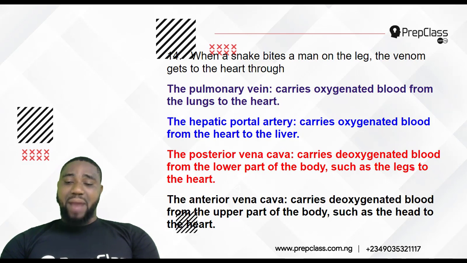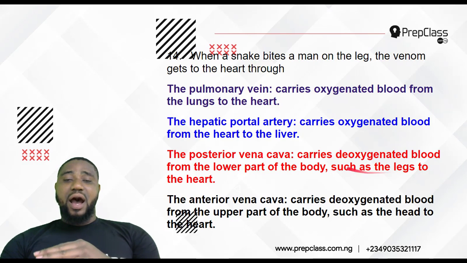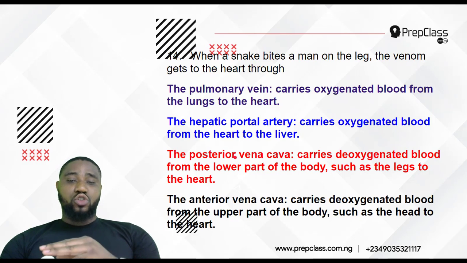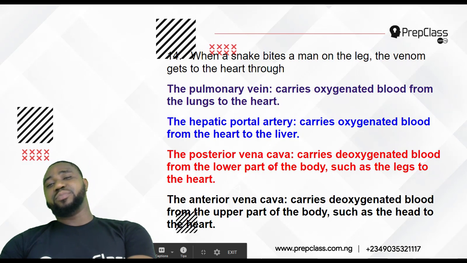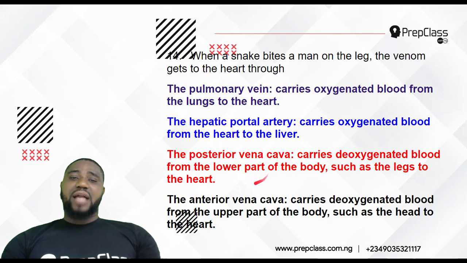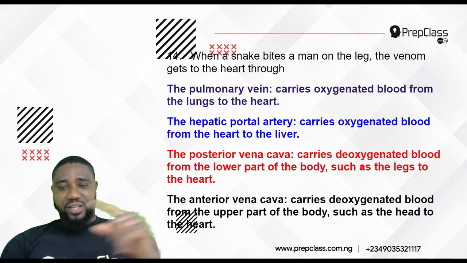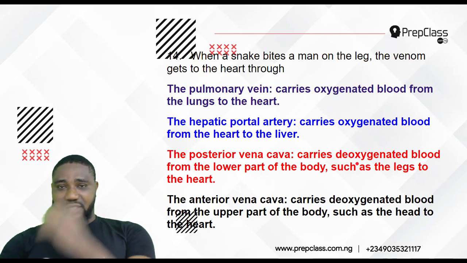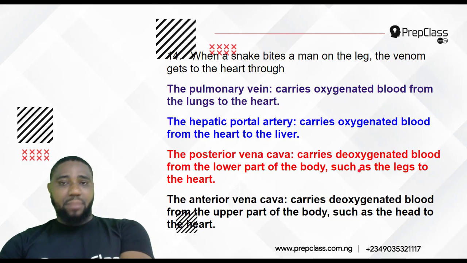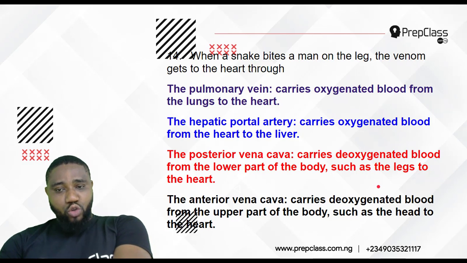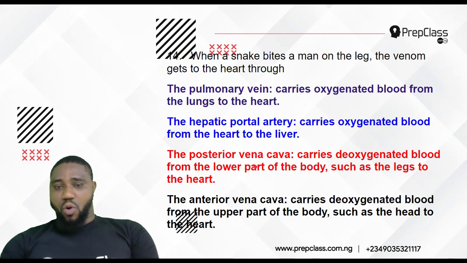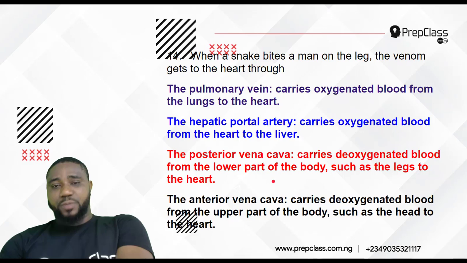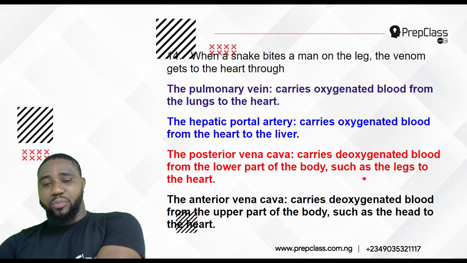So a snake bites a man on the leg. You should know that the pulmonary vein is a vein, and the posterior and anterior vena cavas are both large veins. Since veins take blood back to the heart, and this posterior vena cava can be traced down to the legs and hands, if a snake bites a man on the leg, the venom is going to move through the posterior vena cava to the heart, because it takes blood from the lower part of the body to the heart.